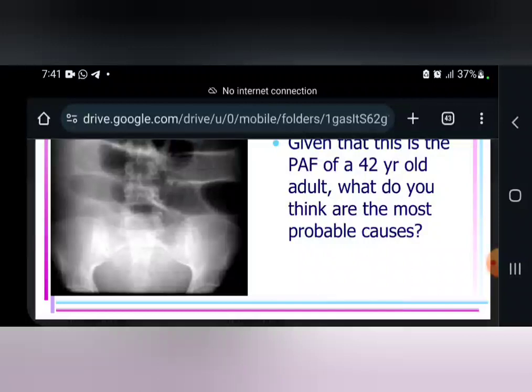Among the intramural causes, you have intussusception, which is the invagination of the bowel wall into itself. You have the volvulus, which is the twisting of the bowel wall around its mesentery. Generally, those ones are the intramural. We have also Crohn's disease, is it clear? We have ulcerative colitis, and we have TB, tuberculosis, is it clear, of the intestine.